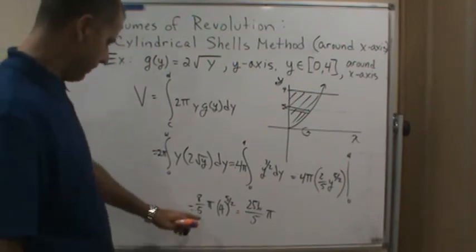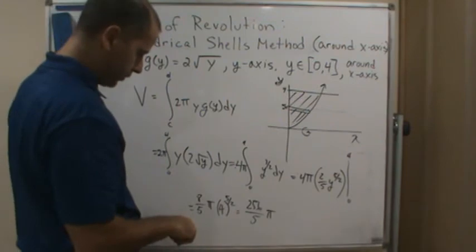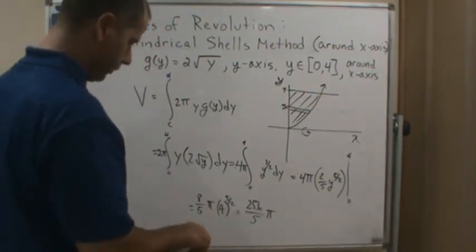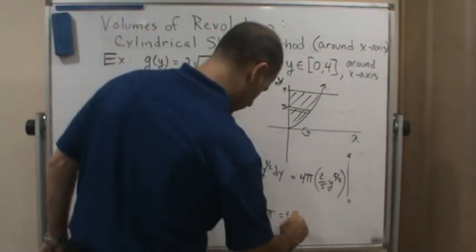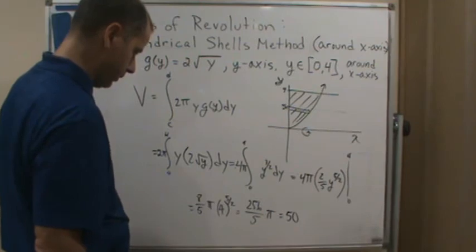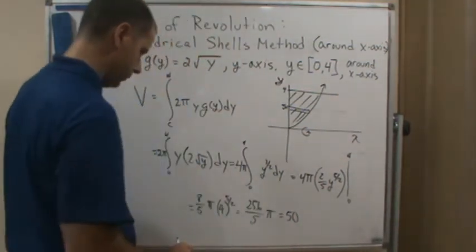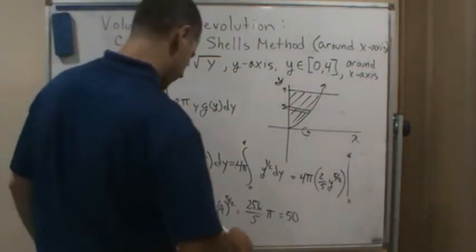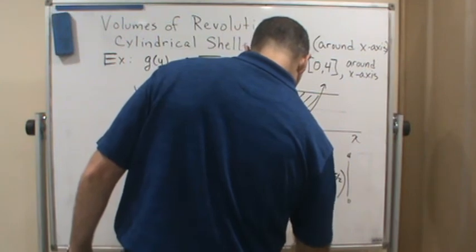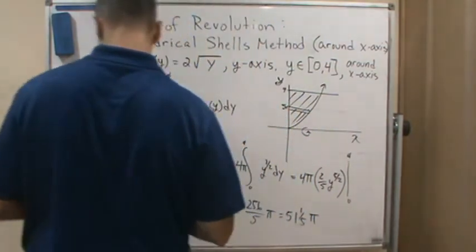And of course, you can rewrite this as a mixed number, which is going to be, oh, wait a minute. Oops. That should be 51 and 1/5 pi.